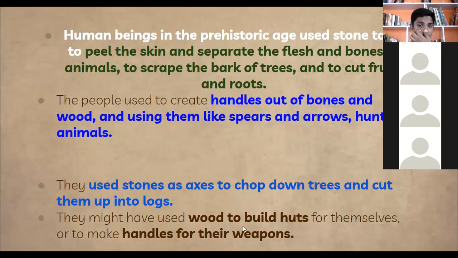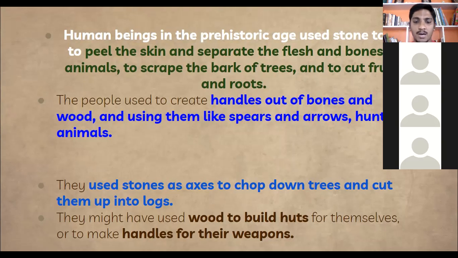Now handles. They also used wood for building huts. Huts means small houses. You must have seen them in villages. I didn't see any in Bangalore, but in most villages, many houses are built out of wood. And also handles for their weapons. For example, we use handles for the axe or the spade. We put wood as a handle, right?